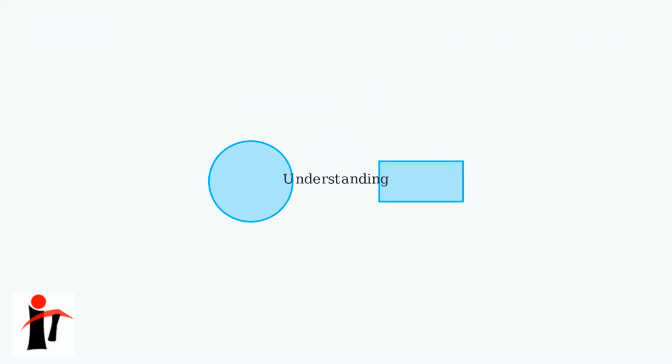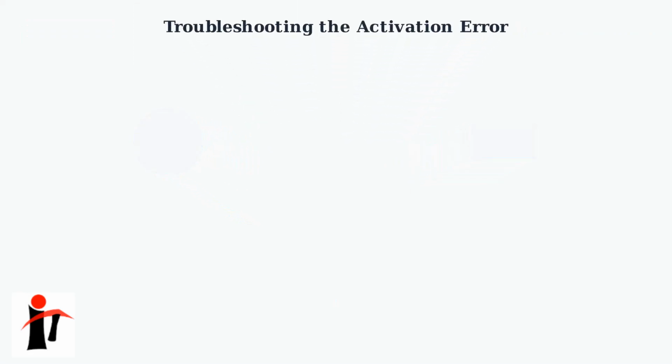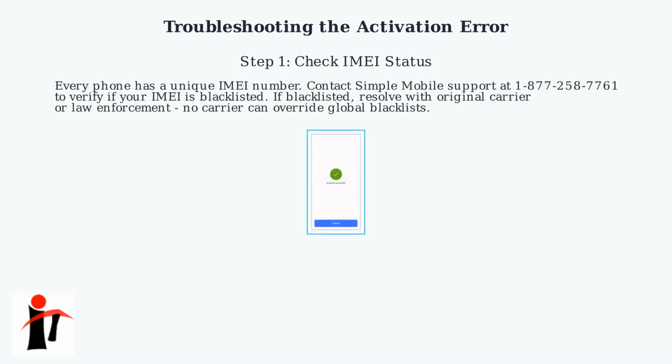Let's troubleshoot and fix the device cannot be activated error on Simple Mobile. We'll go through each potential issue systematically. First, check your phone's IMEI status. Every device has a unique IMEI number that identifies it globally. If your phone was reported lost or stolen, it might be blacklisted.